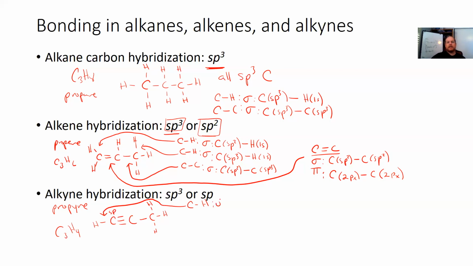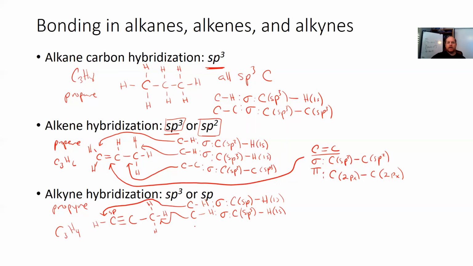And so you can say that's a sigma bond between a carbon's sp hybrid orbital and a hydrogen 1s orbital. You've got your CH bond right there, which is a sigma bond from the carbon sp3 orbital to a hydrogen 1s.